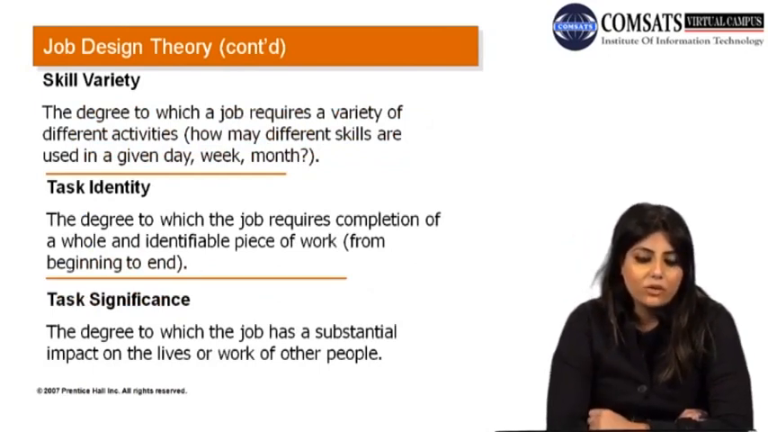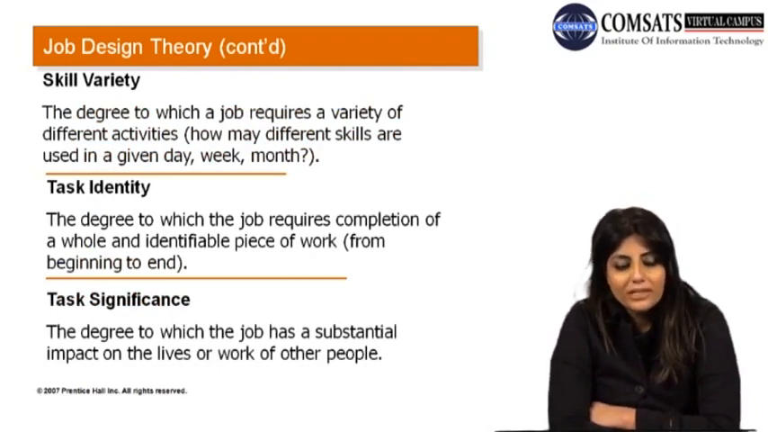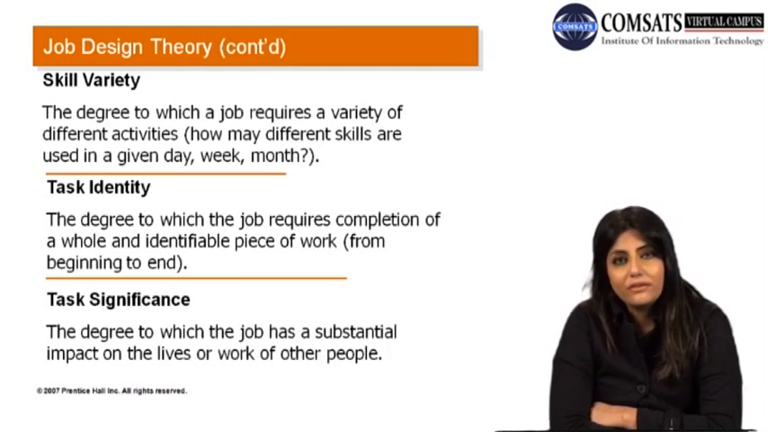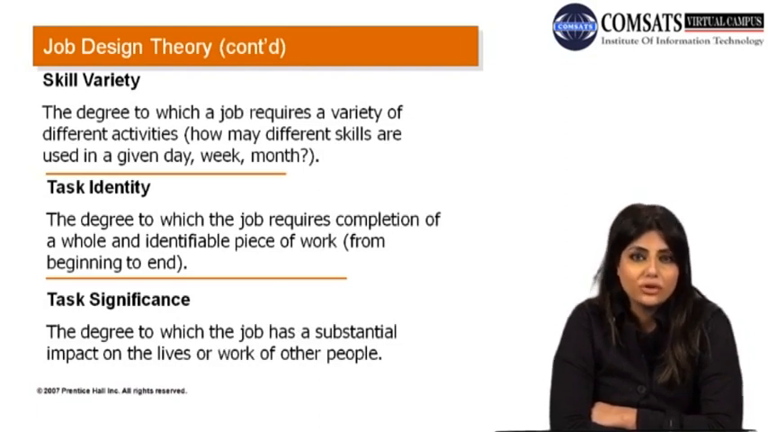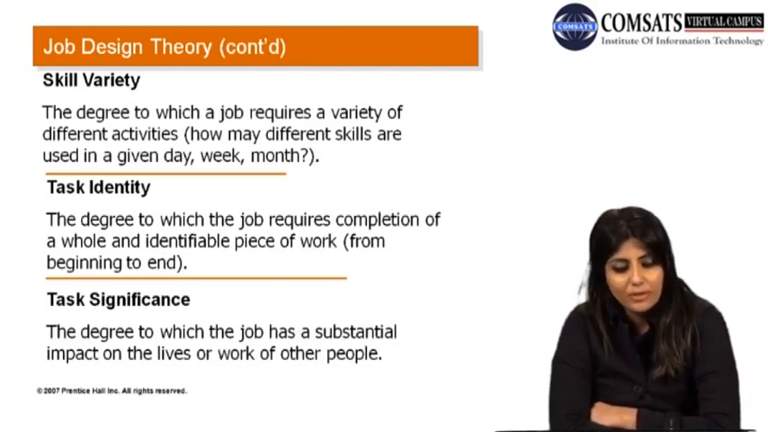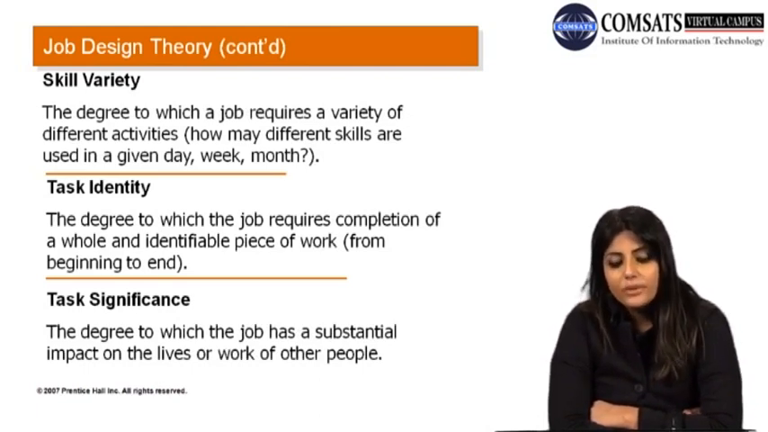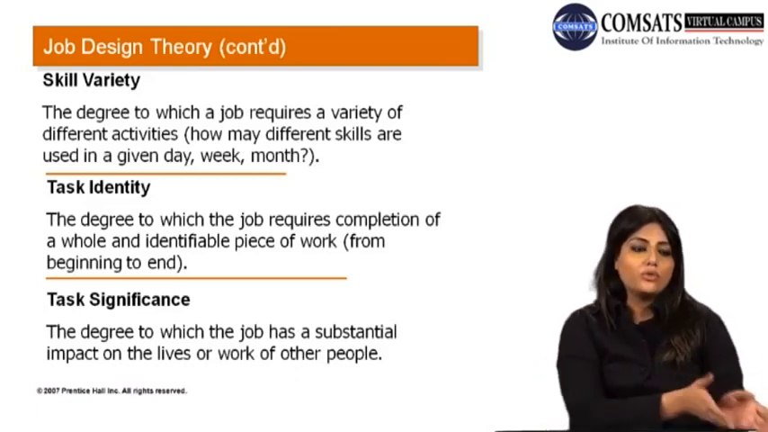So let's have a look at all the different concepts used in this theory. One is skill variety, which is the degree to which a job requires a variety of different activities, like how many different skills are used in a given day, week, month, right? So how much is the variety? It means the different skills that you have to use in your job. You don't have to use the same skill in your job. And then task identity is the degree to which the job requires completion of a whole and identifiable piece of work. From beginning to end, you can identify with the task that, okay, you have done this.